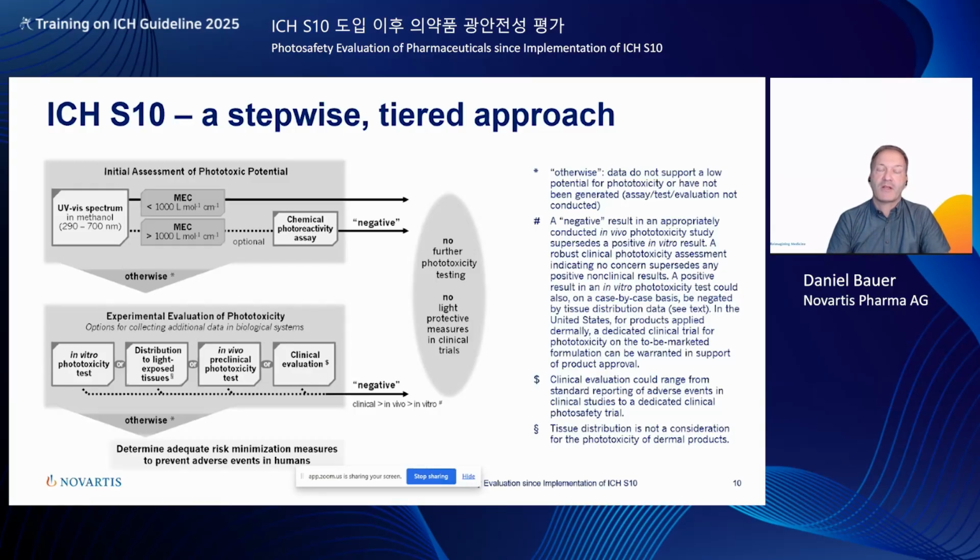And as soon as one of these tests confirms a negative outcome, you're done actually. So if in vitro is negative, you can stop testing and conclude for the rest of your drug development it's not phototoxic. But if it's positive, it would be overwritten by a negative in vivo or finally a negative clinical trial.